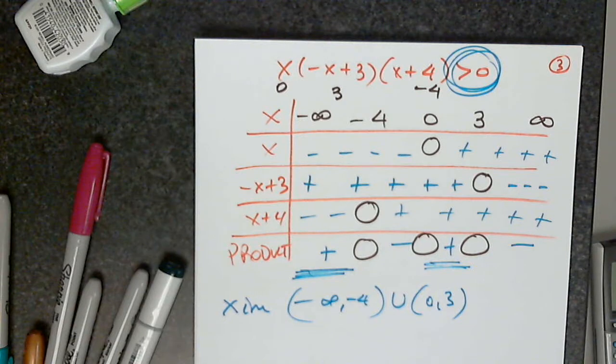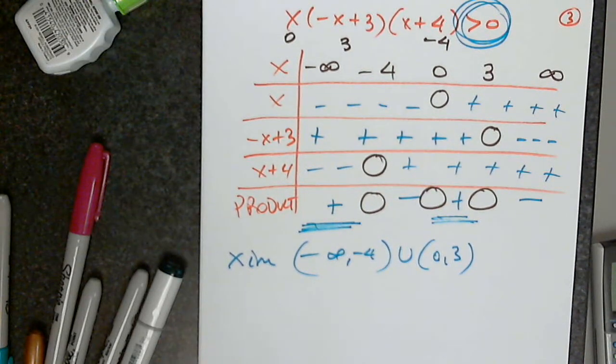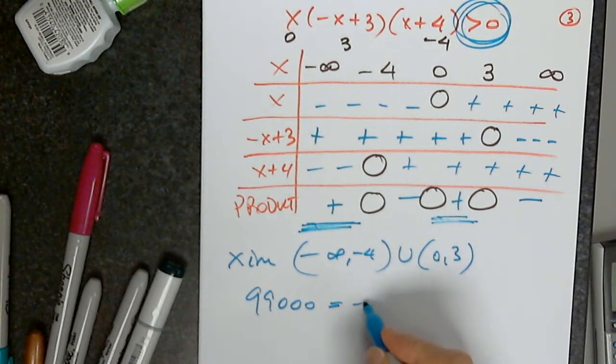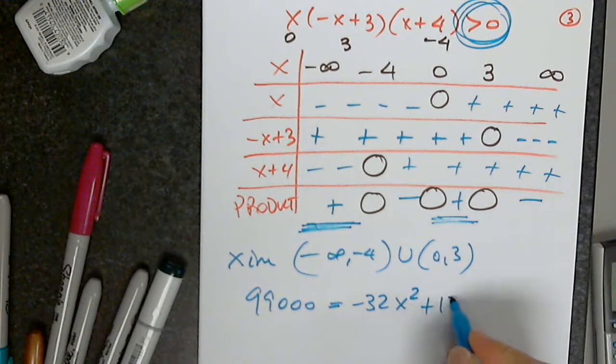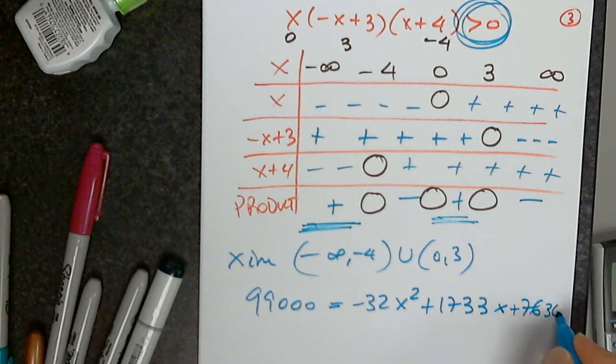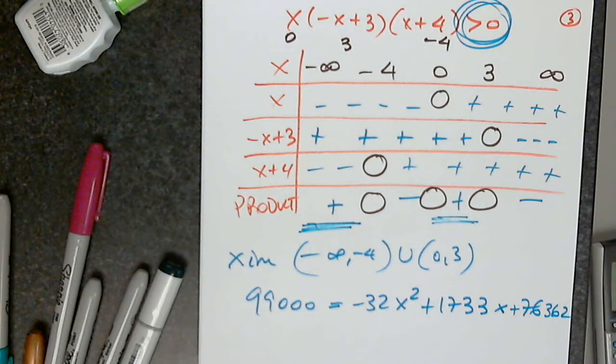Is this okay? Okay, do we have to look at number 4? 4b. According to this model, in what year will the passenger traffic at Atlanta reach 99,000? 99,000 equals -32x squared plus 1733x plus 76,362. This is a quadratic equation.